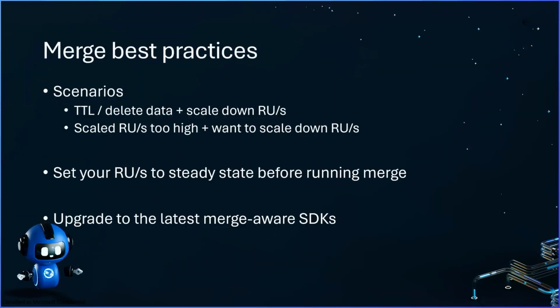Just as a recap on best practices, this is typically something you want to do when your container has reached your steady state. If you know you're going to be adding a lot of data in the future, or you know you're going to be scaling up a lot in the future, no need to worry about this. This is more for scenarios where you've either scaled up really high and realize you need to scale down, or you've deleted a lot of historical data. As a best practice, set your RUs to the steady state that you want before you run the merge. Cosmos DB uses that as an input into the partition layout. So the more accurate information you give us, the better it will do.